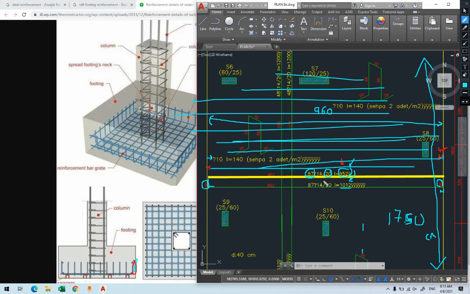So if you divide 1750 by 20, let's see how much it comes. You will get 87.5. So you'll get 87. If you divide this one by 20, you'll get 87.5. You'll neglect this 0.5 because you will take a spacing from that side. You can just take the 4 centimeter from each side as well. Then you will find these 87 numbers of it.